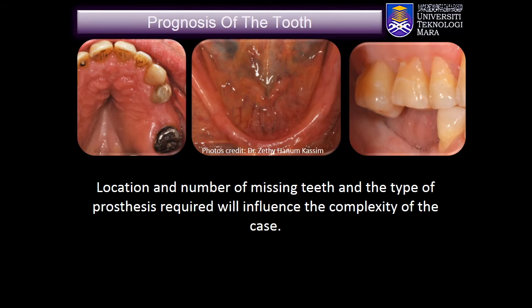In terms of prognosis of the tooth, the location and number of missing teeth and the type of prostheses required will influence the complexity of the case. As an example, replacing a single missing tooth in the posterior region is less demanding compared to replacing a missing tooth in the anterior region, because the aesthetics of the final outcome is less critical in the posterior region.